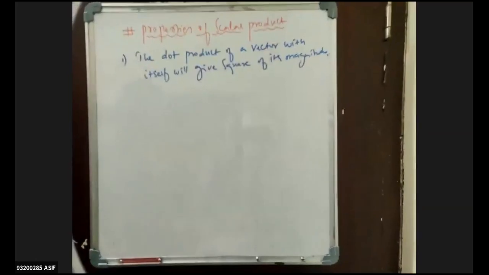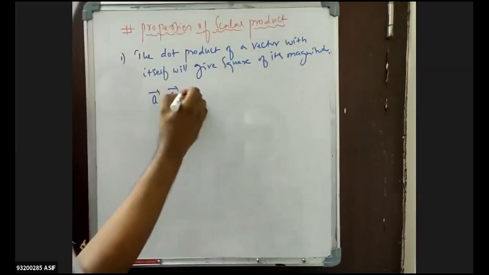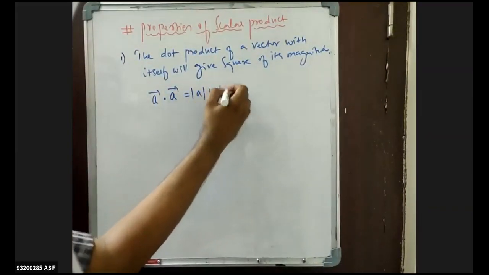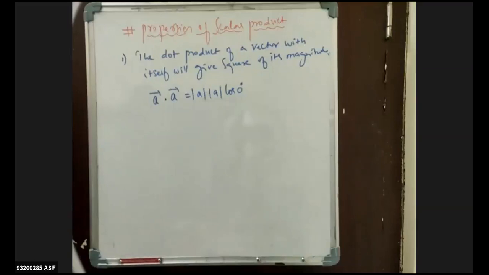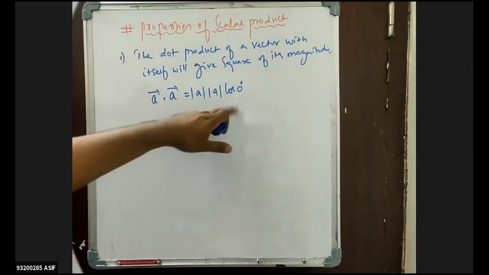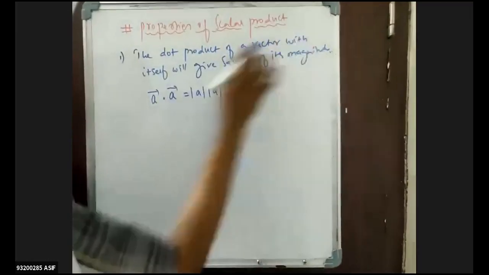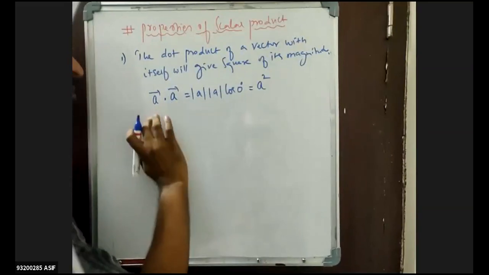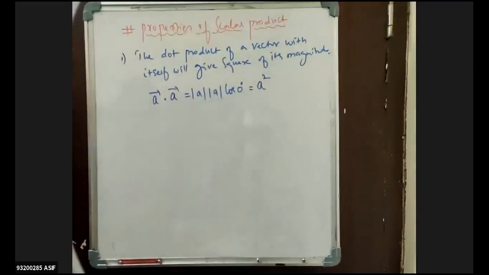The dot product of a vector with itself gives the square of the magnitude. For example, if I take a bar dot a bar, it will be equal to mod a into mod a into cos theta. The angle between them is 0 degrees, so cos 0 is 1, and this value comes out to be a square. So the dot product of a vector with itself, a bar dot a bar, b bar dot b bar, or anything, is always equal to the square of its magnitude.